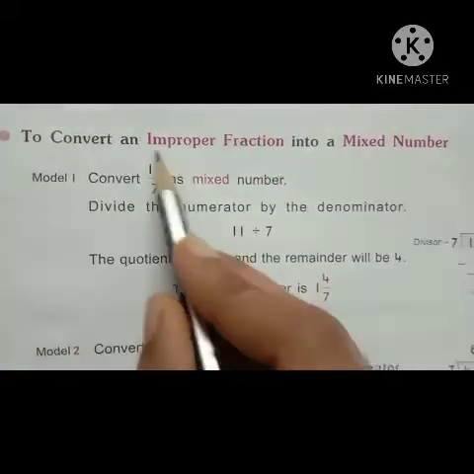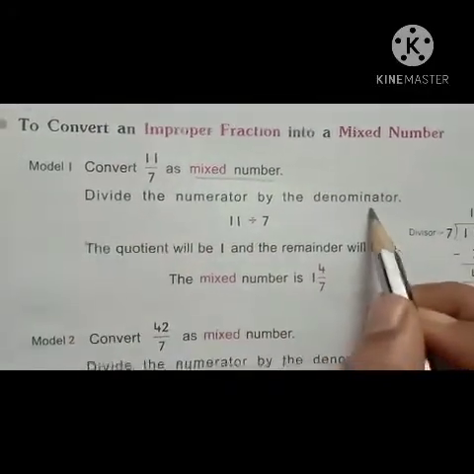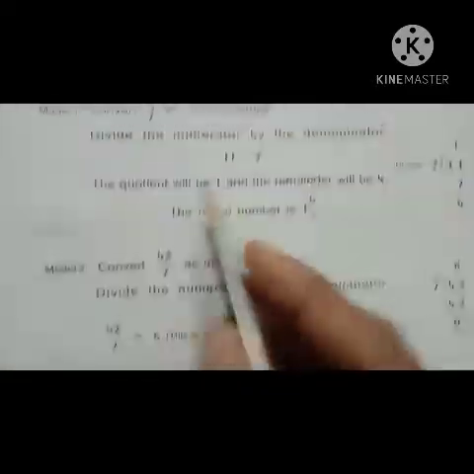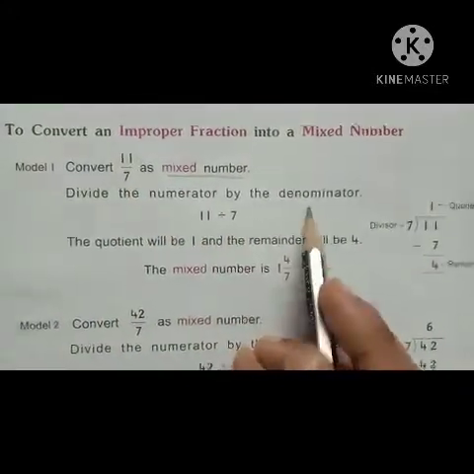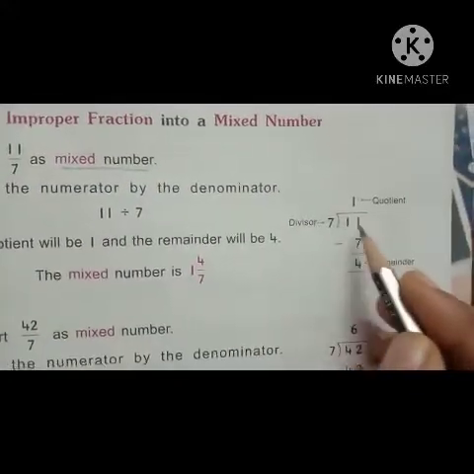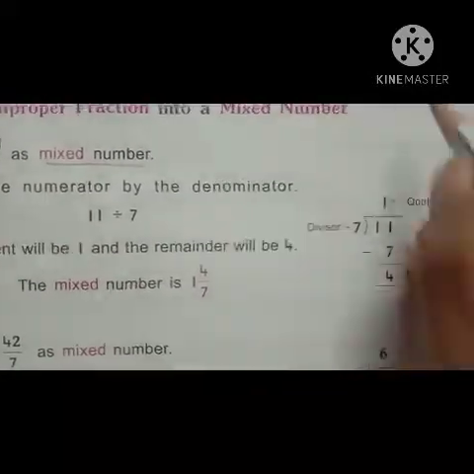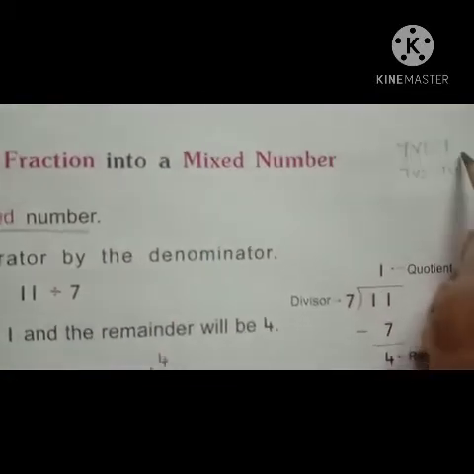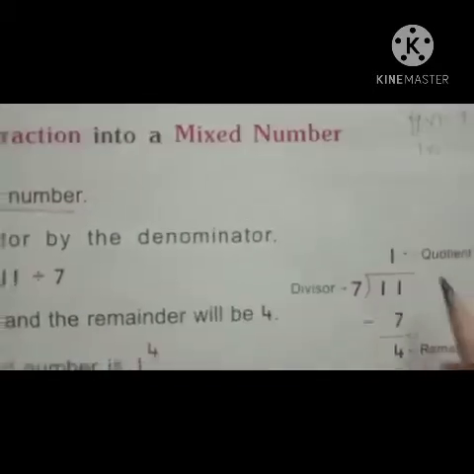Now we are going to convert this into a mixed number. See here, divide the numerator by the denominator. What is the rule? First one, divide the numerator by the denominator. 11 divided by 7. In the 7 table, 11 is there or not there? Not there. That's why we have to take the smaller number. So here, see, children, 7 ones are 7, 7 twos are 14. In between these two numbers, 11 is there. That's why we take 7 ones are 7.